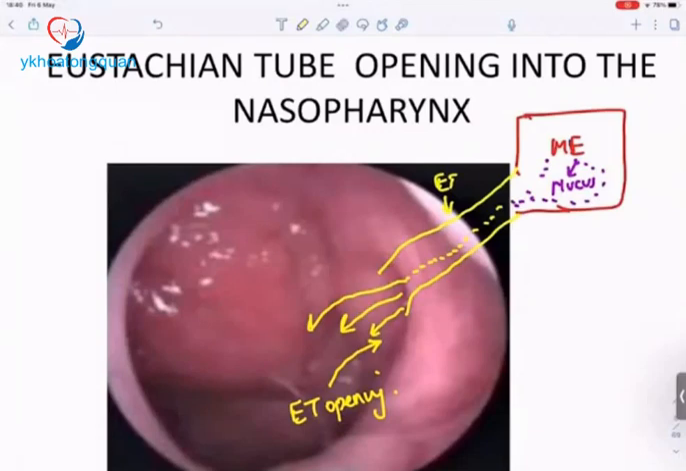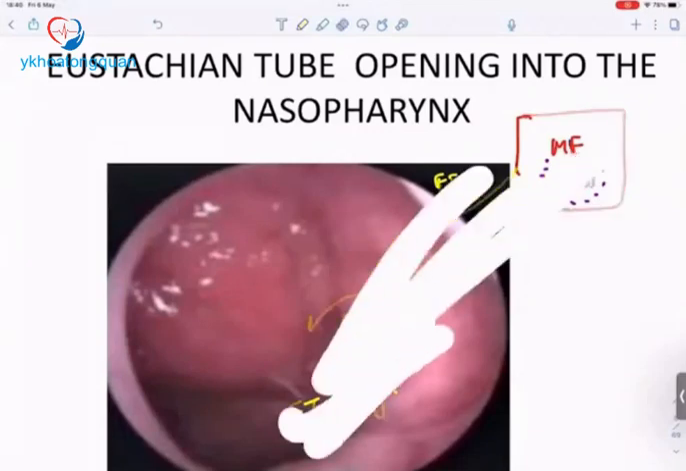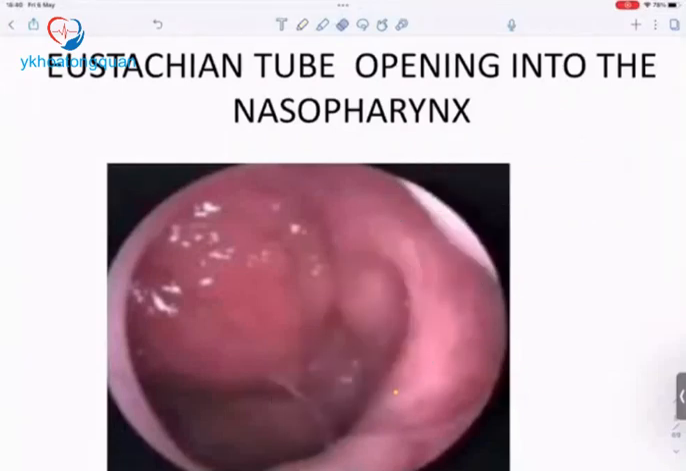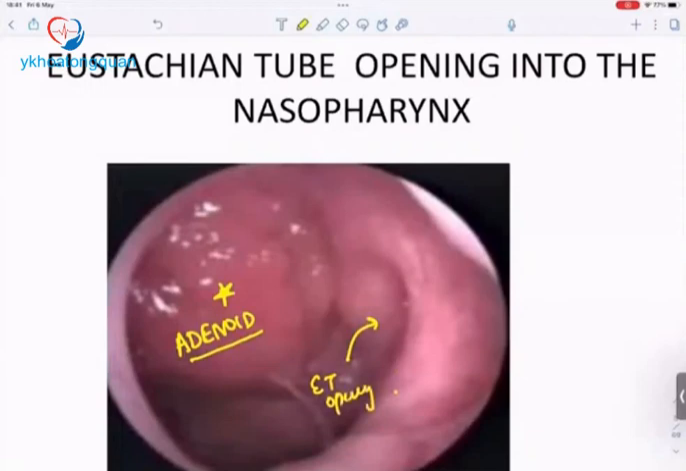Okay. Now, let us see this picture again. Now, what is this star-like thing? What is this star pointing at? This is the normal adenoid tissue. Adenoid is a normal lymphoid tissue right behind the nose, and this is very close to the eustachian tube opening. Now, in children, we get a problem when adenoid increases in its size.